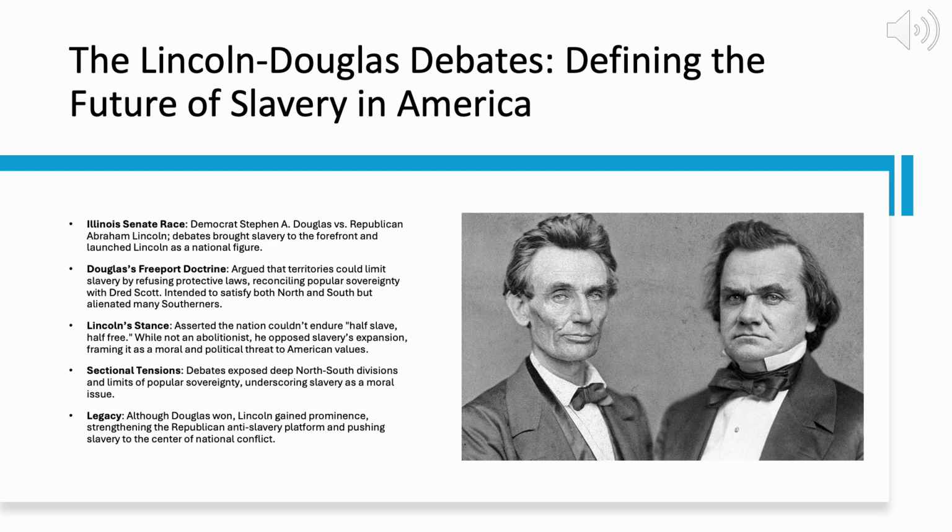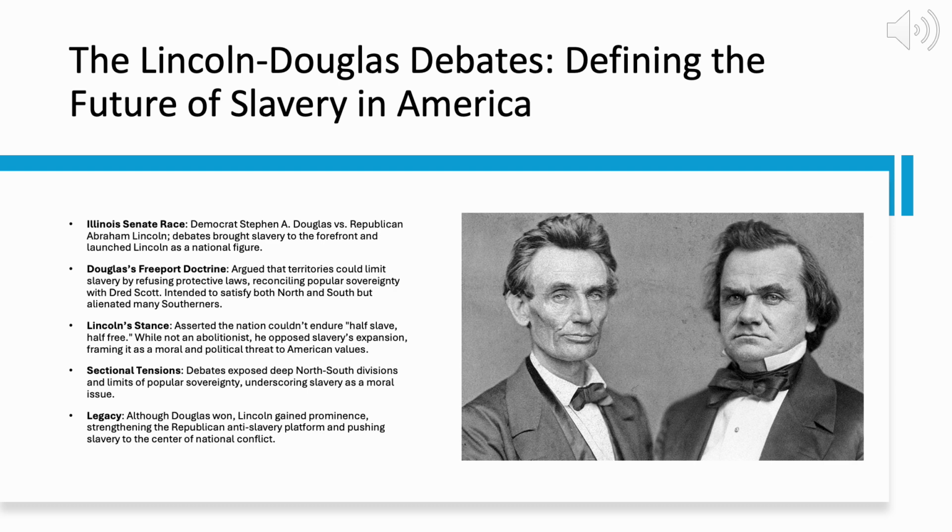Stephen Douglas, a prominent proponent of popular sovereignty, argued that territories could effectively exclude slavery by refusing to pass laws to protect it, a stance that became known as the Freedom Doctrine. This position attempted to reconcile his belief in popular sovereignty with the Dred Scott ruling, which had declared that Congress could not ban slavery in the territories.